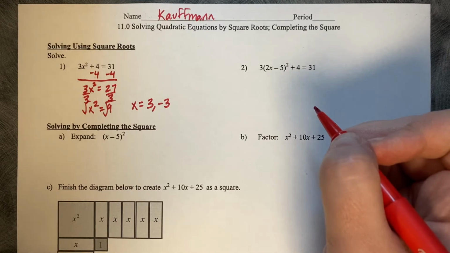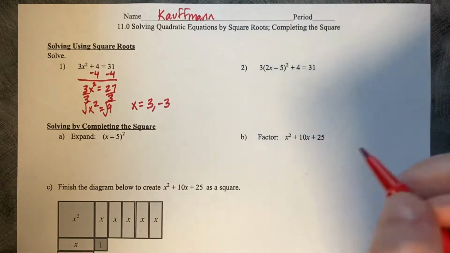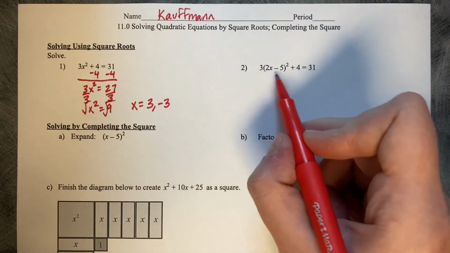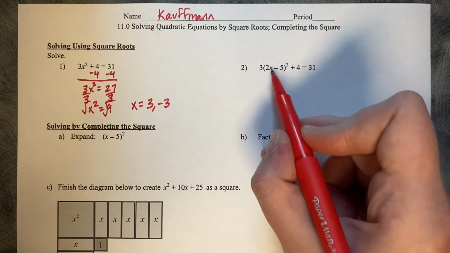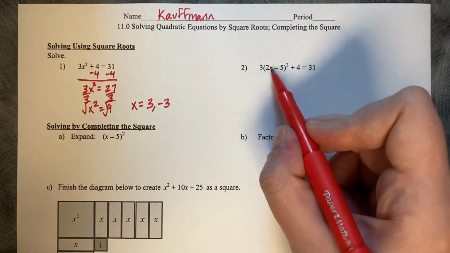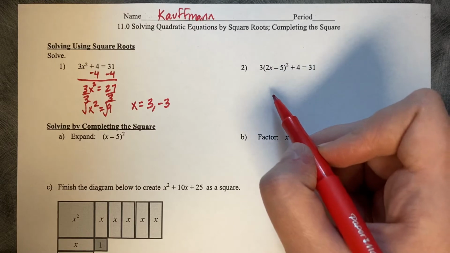Positive 3 and negative 3. You can say plus or minus if you want to. I like to separate it so that it does look like two separate solutions. All right, look at this equation. It's squared, it's quadratic, but it only has one x in it. So if it only has one x in it, we can use square roots, so solve it like a linear.